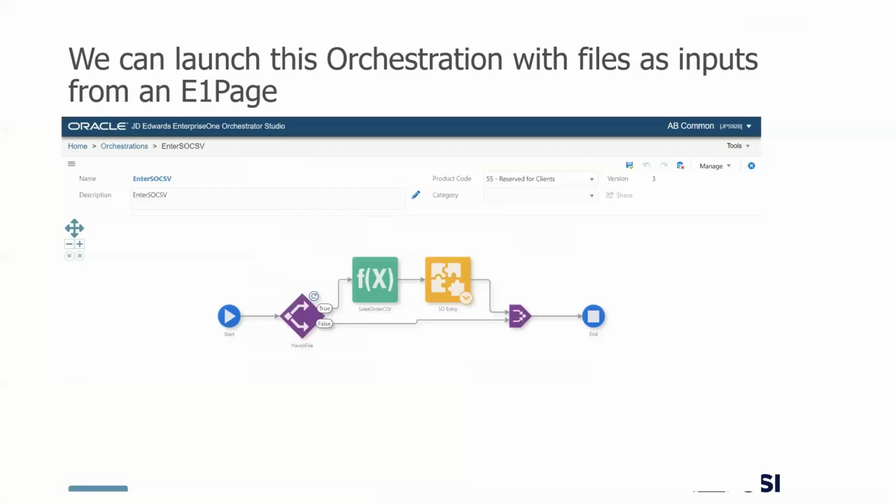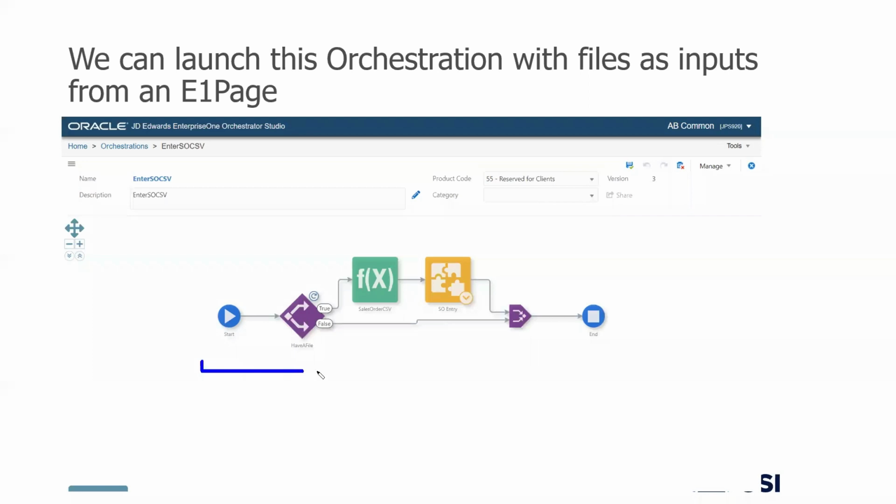So some of the other enhancements that I pointed out there: files as inputs to orchestrations, and files as inputs to an orchestration from an E1 page. So using Page Composer, you add the orchestration to the page, and the user launches the page. So this is an example of using a file as an input. So this orchestration will start.